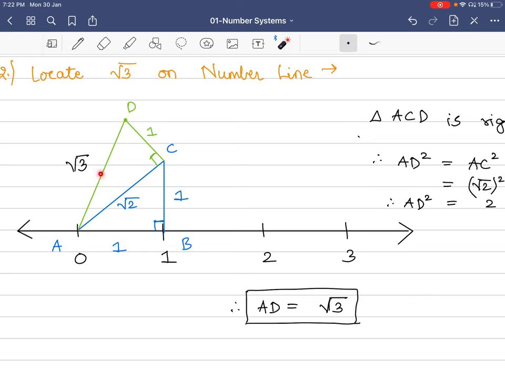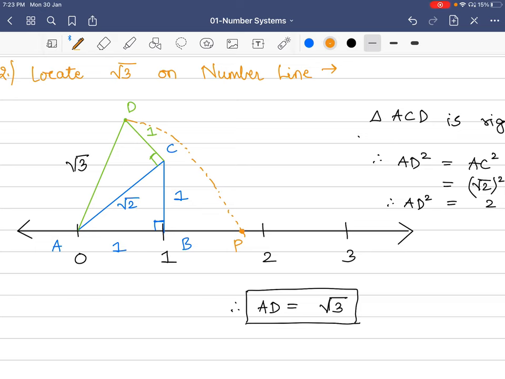Now this AD being the radius of our circle, assume a circle with AD as a radius and A as the center. I am going to extend this line downwards. So this will be like this. I'm going to draw a circle and it will come down, down, down. So it's not done very nicely, but it will come and intersect this number line at a certain point. Let's call that point as P.